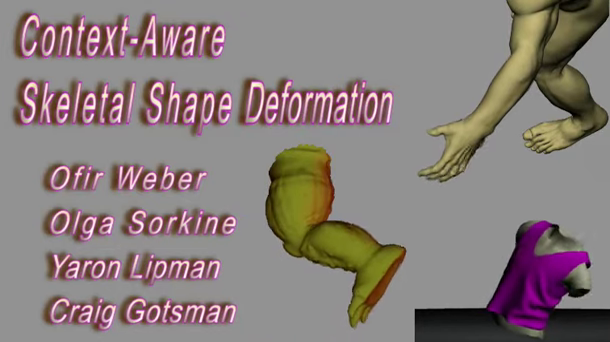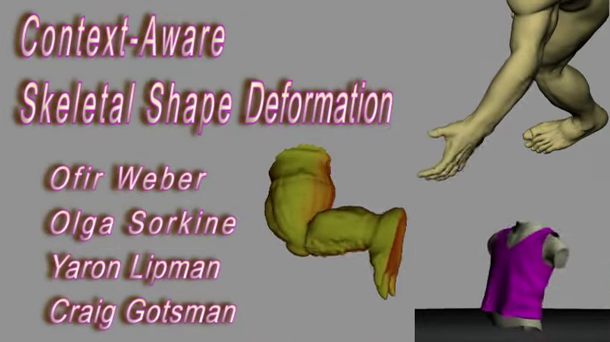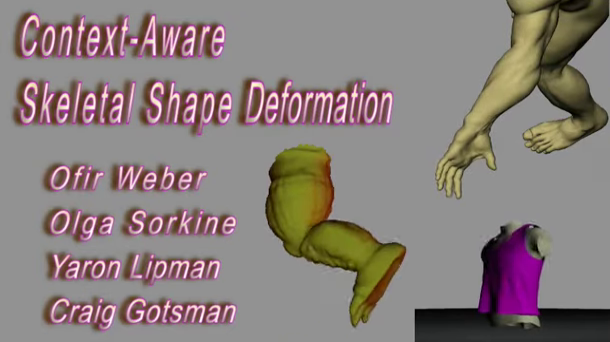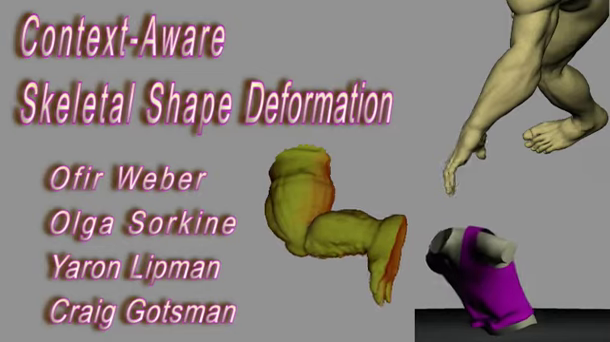We introduce a system for the deformation of an articulated object that is controlled by a skeleton. The deformation is put into the context specified by a small number of example meshes, which are given for some key poses of the skeleton.